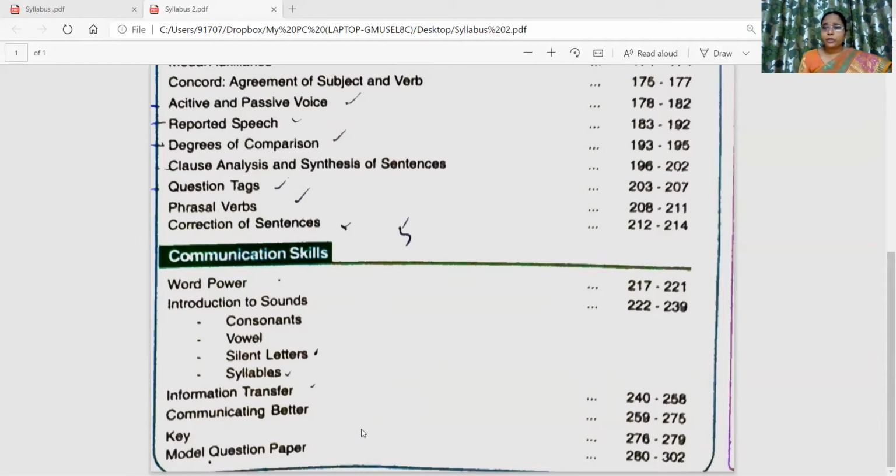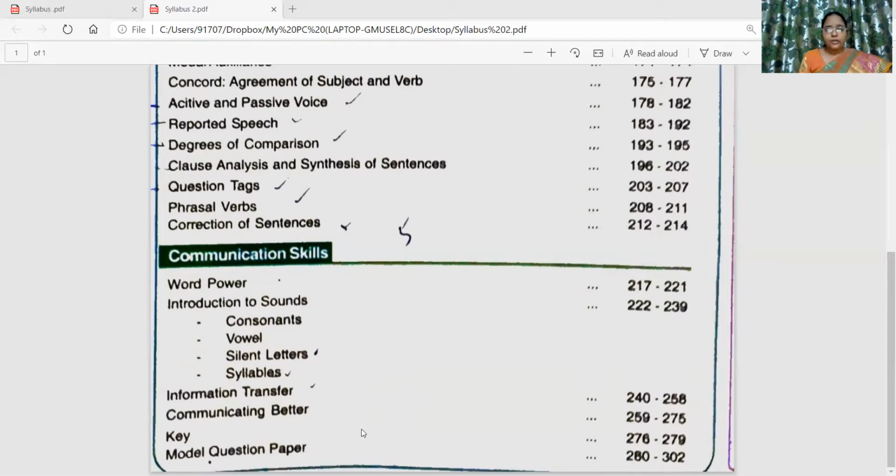Next, coming to communication skills. Word power. We get all the glossary words from the back page of our lessons, prose and poetry lessons. So we can learn very good vocabulary from these words, and we have to answer the meanings from the word power. Introduction to sounds is the consonants, vowels, silent letters, syllables. All these topics we will have. I'll cover one by one.